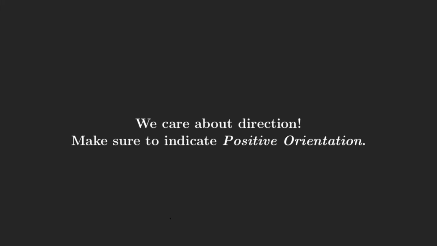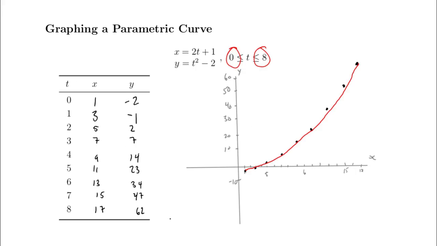Now let's think about this for a second. We are talking about movement. We're talking about a path. We should care a little bit about direction. So let's just think about direction for a second. What we're going to do is define something called positive orientation. Positive orientation is pretty much just the direction that we travel along our curve, I should say, as t increases.